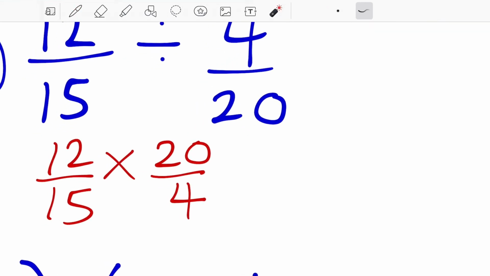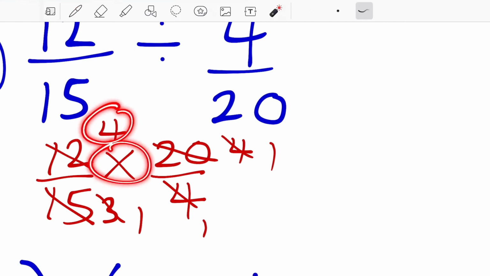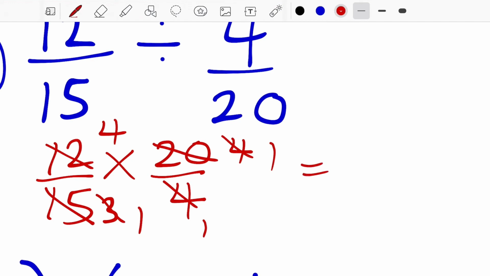So the best way I'm seeing to reduce this, or to cross multiply, is by saying 5 into 15 is 3, 5 into 20 is 4. We can say 4 into 4, 1, 4 into 4, 1, 3 into 3, 1, 3 into 12, 4. So now we have 4 times 1 on top, which is 4, and below we have 1 times 1, which is 1. So 4 over 1 is still 4.